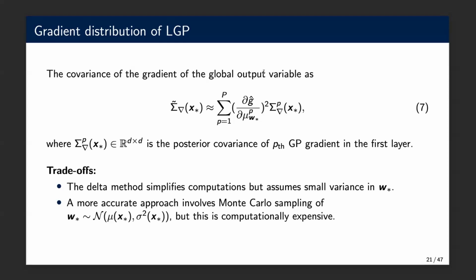A more systematic and accurate approach to quantify the uncertainty may involve Monte Carlo sampling of W star from the first layer of GP, then taking the gradient, because we can solve it for the GP case, and then propagating through the second layer. But this is very computationally expensive.